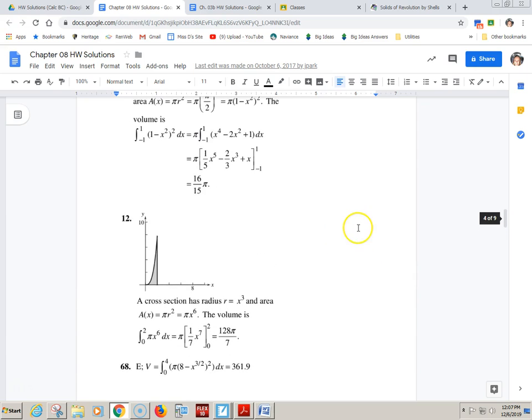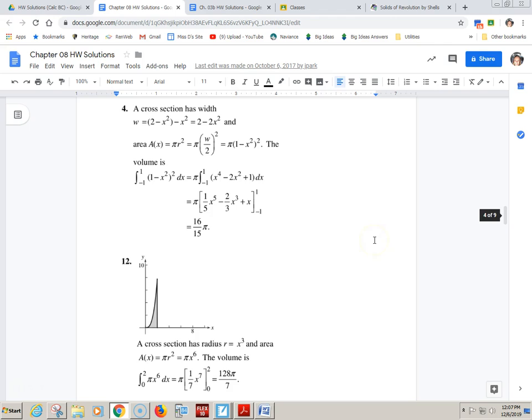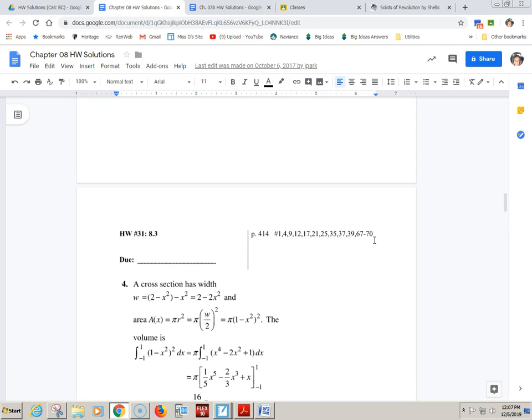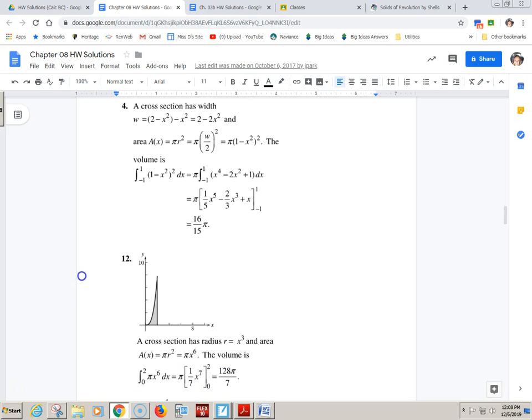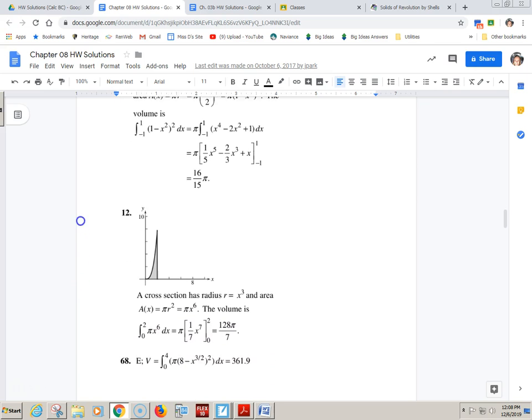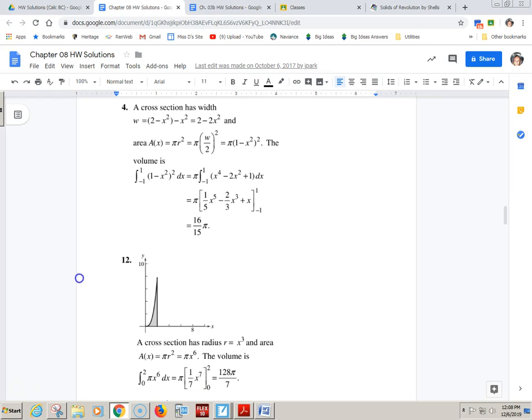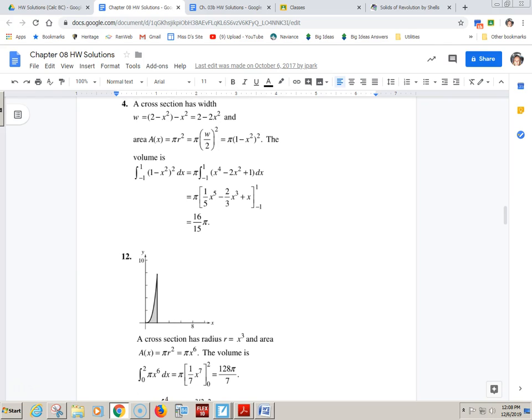Shells. How many evens did I give you? I think 4, and 2 of them are multiple choice. Why? I wanted you to be able to grade and see and look and process the solution. Number 4, the final answer should have been 16/15 pi. They said you could solve by hand. Oh, it was a cross-section one. 16/15 pi. Number 12, I think that's the final answer. Yeah, 128 pi over 7. So 16/15 pi, you have 128 pi over 7. Another cross section?